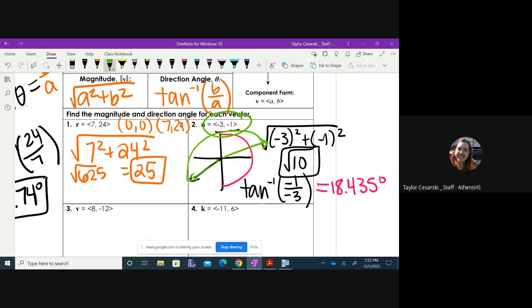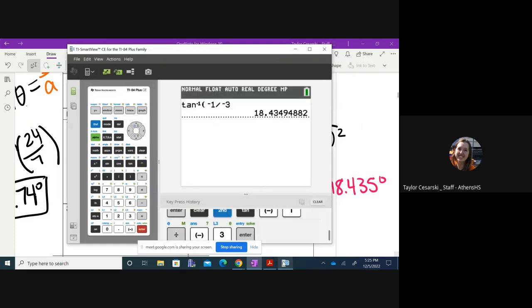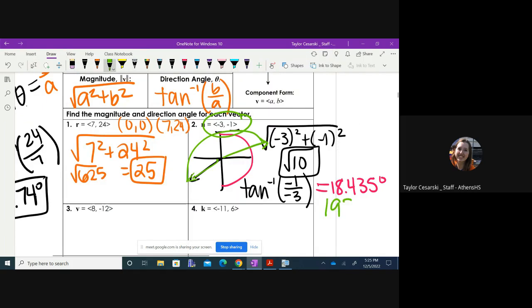So how am I going to get this angle over here? Well, it's exactly halfway around the circle, so I just need to add 180. So sometimes you'll have to do a little bit of problem solving to figure out what that angle actually is. So this one is 198.435 degrees, and that would be your final answer.